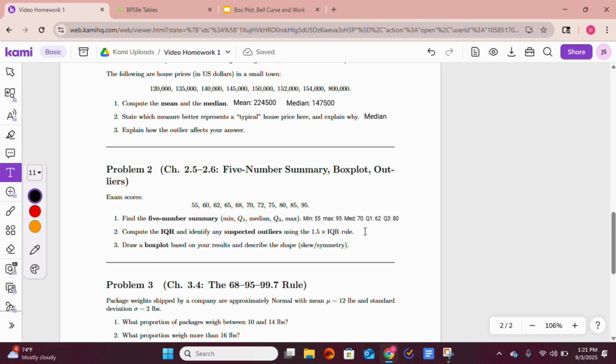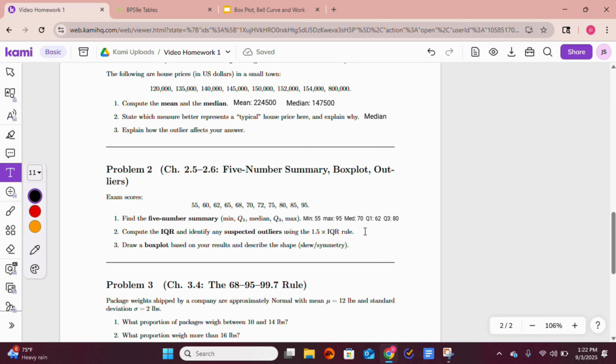Now that we have all 5 values, we can move on to part 2, which asks for us to find the IQR and to find outliers based on the 1.5 times IQR rule. For IQR, all we do is subtract Q1 from Q3, so the IQR would be 18. Now we can use this to find outliers. We're going to take our value for Q1, 62, and subtract 1.5 times the IQR. So it'll look like this: 62 minus 1.5 times 18, and that gives us 35.